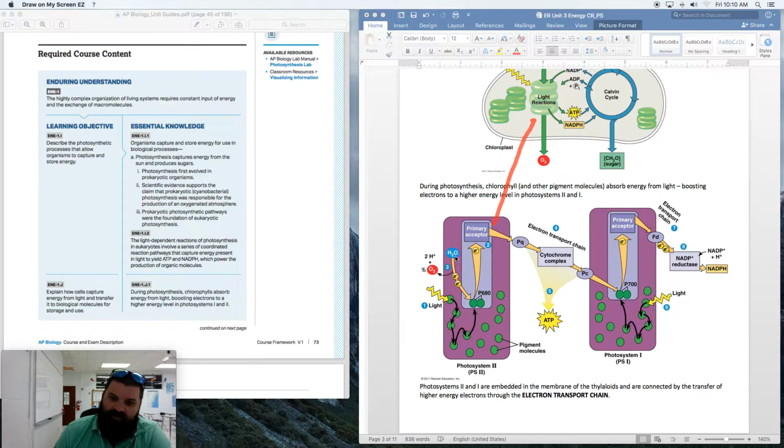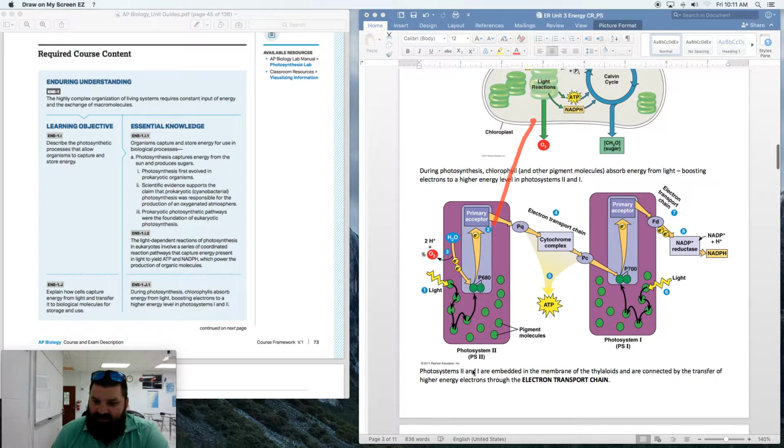And where do they come from? They come from water. Remember, water is split. If we split water, we end up with electrons, hydrogen ions, and oxygen. Oxygen is released. It's a product. Electrons are passed down a series of proteins, and the hydrogen ions are going to be used to create a proton gradient. Photosystems 2 and 1 are embedded in the membrane of the thylakoids.